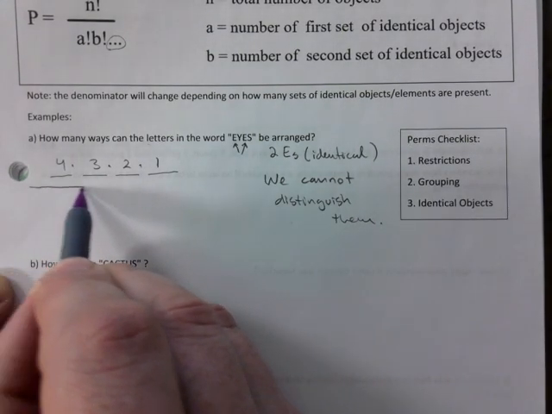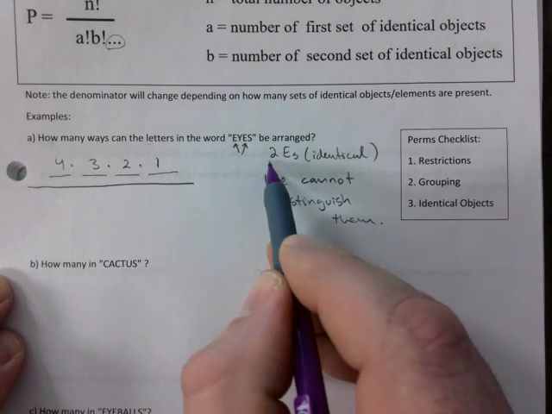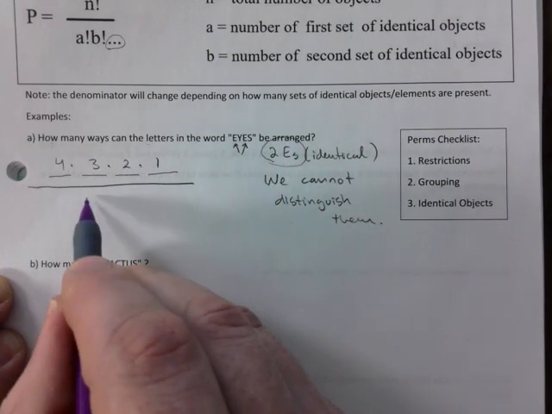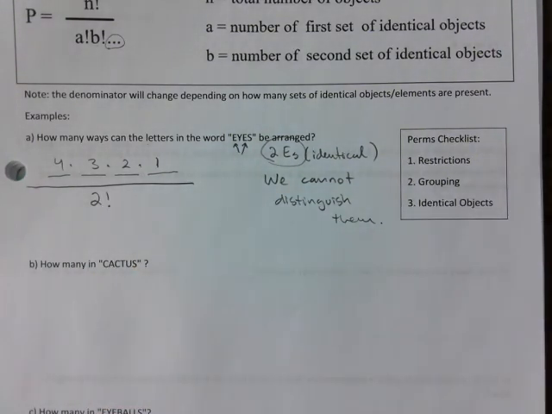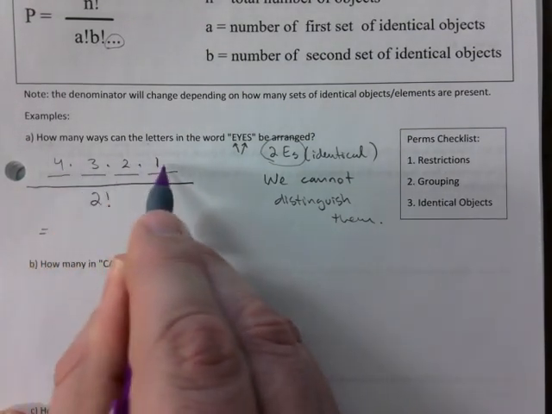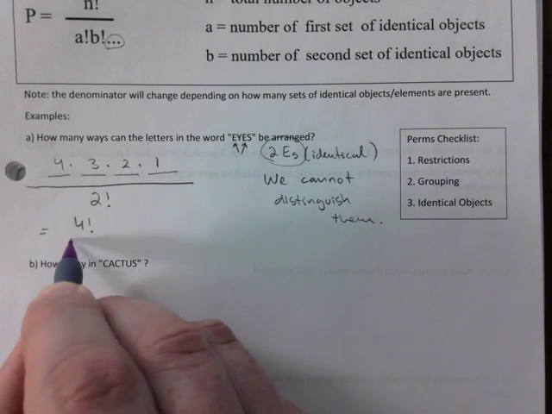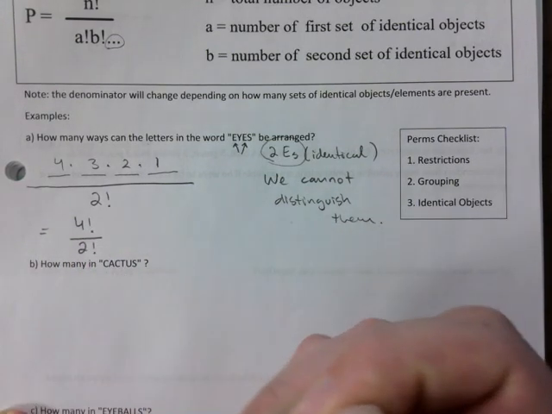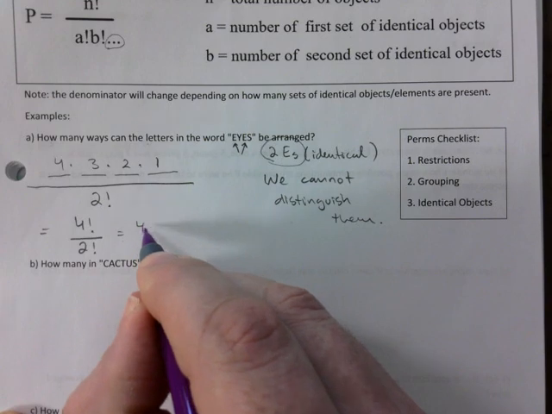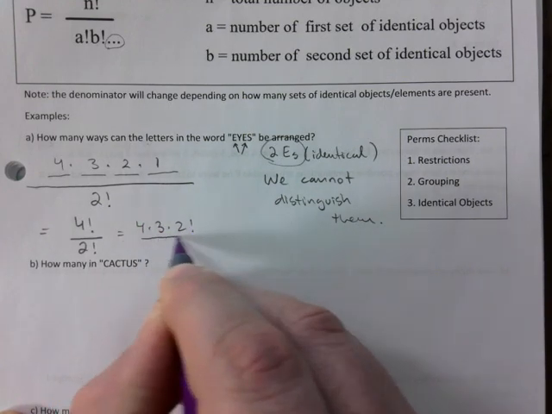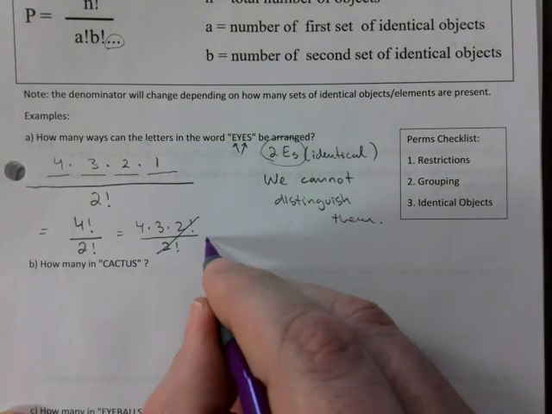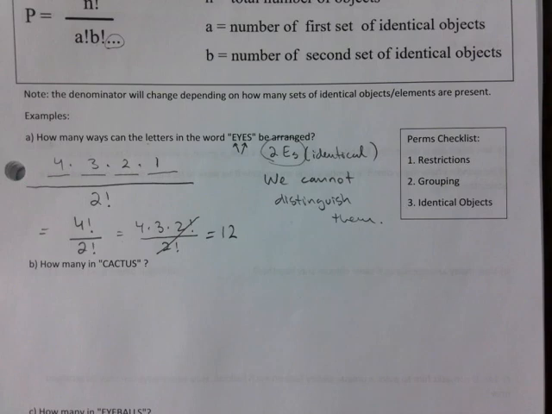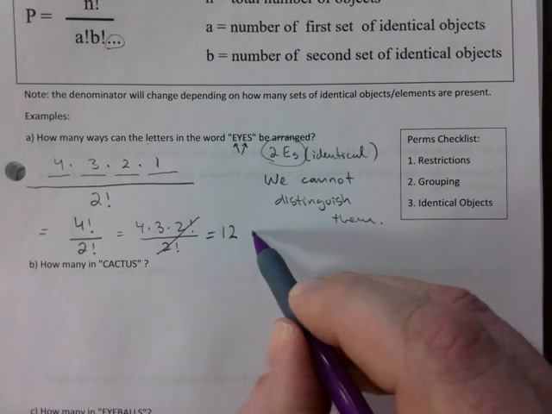So you could say, well, it's 4 times 3 times 2 times 1, right? But you have to divide out the repetition. In this case, you only have 2 E's. That's the only thing that's repeating. So we just go 2 factorial. We get rid of those 2 permutations. We don't count them. So this would be 4 factorial divided by 2 factorial. And we can just go 4 times 3 times 2. You could plug this into your calculator, of course, but this would be 12 arrangements.